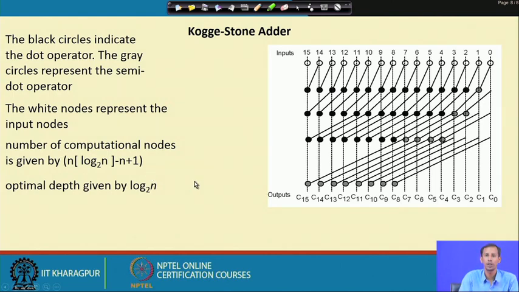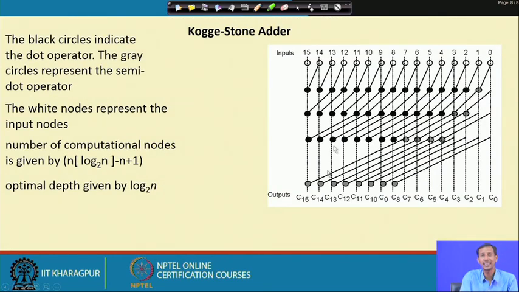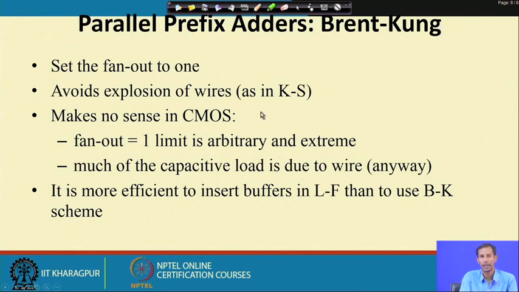Then again, to improve the performance of this Kogge-Stone adder, we have another architecture, the Brent-Kung adder. It is generated by setting the fan-out to 1. Another problem with the Kogge-Stone adder is that there are more wirings, so to reduce the number of wires we come to the Brent-Kung adder. This avoids the explosion of wires which happens in the Kogge-Stone adder, and according to the Brent-Kung scheme we can insert buffers more efficiently.